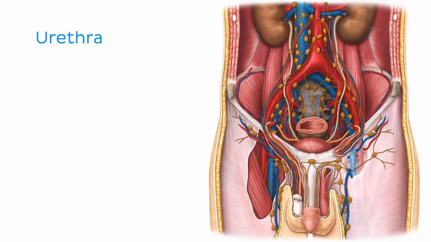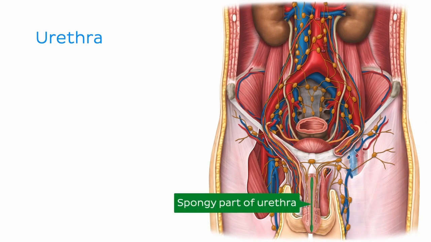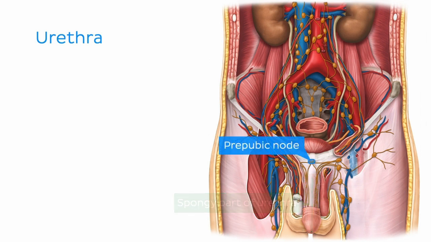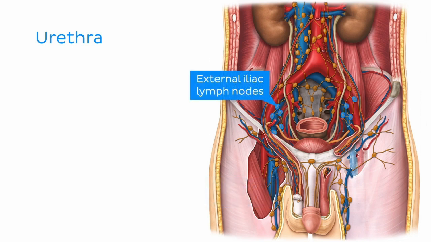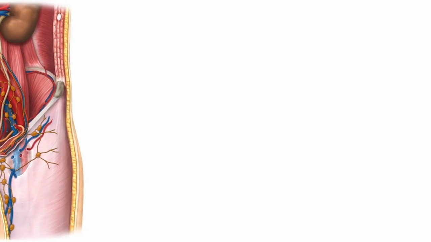In males, however, it's important to note that the spongy part of the urethra has a somewhat longer drainage route in that lymph is first drained to the prepubic node and supromedial superficial inguinal nodes before eventually being also received by the external iliac lymph nodes. We've now gone through the lymphatic system relating to the urinary organs. Let's take a look at a clinical application of what we've learned today.